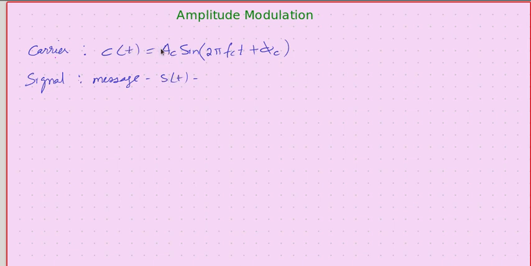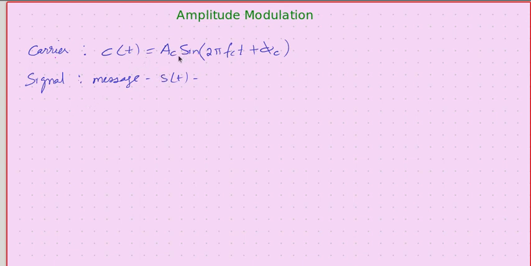So if the amplitude varies according to the message, then we call it amplitude modulation. If the frequency varies according to our message, then we call it frequency modulation. And if the phase varies according to our message, then we call it phase modulation. These two together trigonometrically represent angle. So phase modulation and frequency modulation together can be called angle modulation. So let's begin our journey into amplitude modulation.